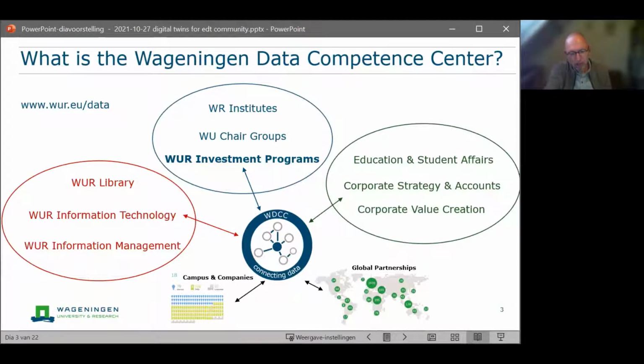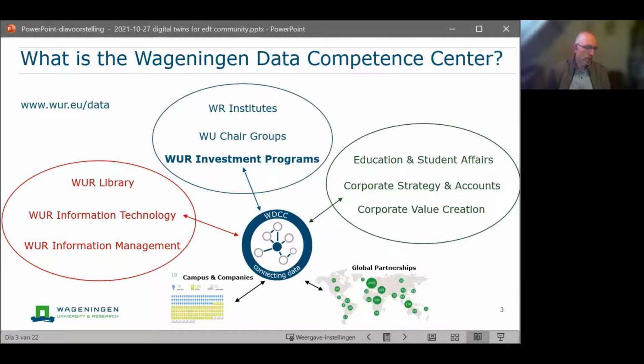And this is relevant because when I joined Wageningen Research, it was at the moment that the Wageningen Data Competence Center was started. And the Wageningen Data Competence Center is part of the efforts of Wageningen to develop expertise and opportunities in, let's call it, digitization of science. So also this investment program of digital twins is part of the investments from the university to bring the opportunities, any expertise of data science, of artificial intelligence, including digital twins, to the domain that Wageningen is researching.